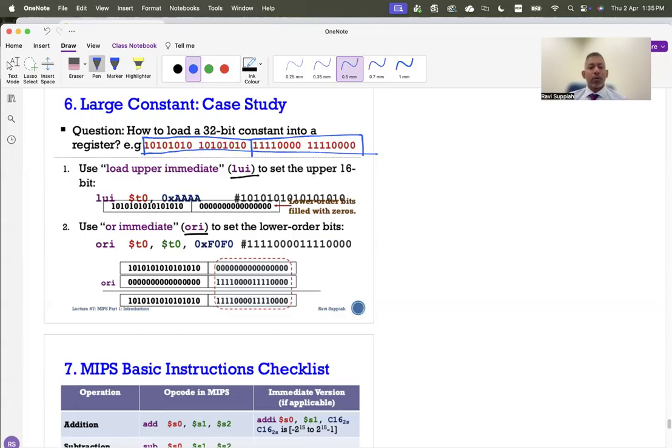To load the lower 16 bits into the register, I do an OR operation. Why does the OR operation work? Because when I do the load upper immediate, this only specifies 16 bits. So what happens to the other 16 bits? The lower 16 bits are automatically filled with zeros. So when I do an OR with a 0, what happens? The new value that I specify is the one that will be retained in the register.